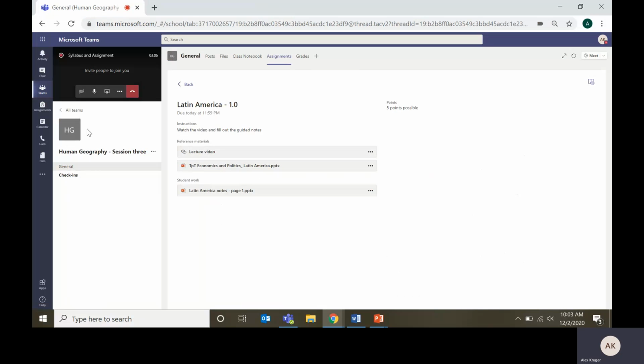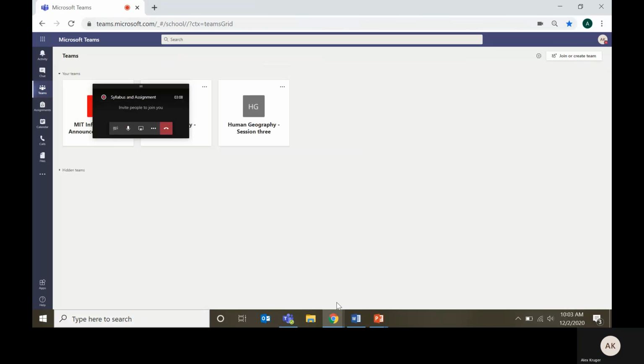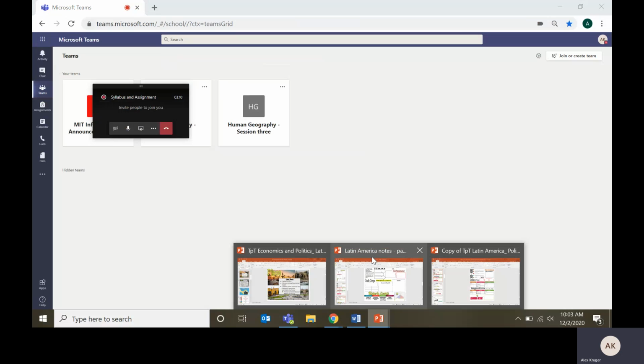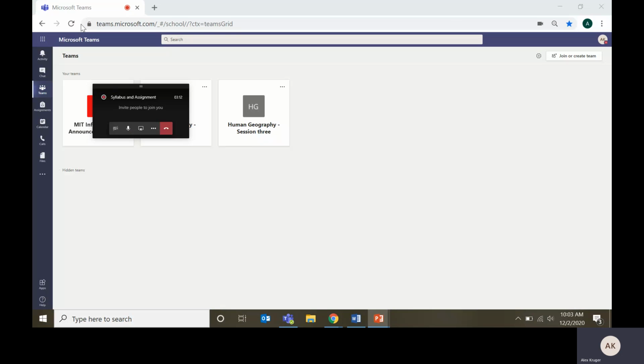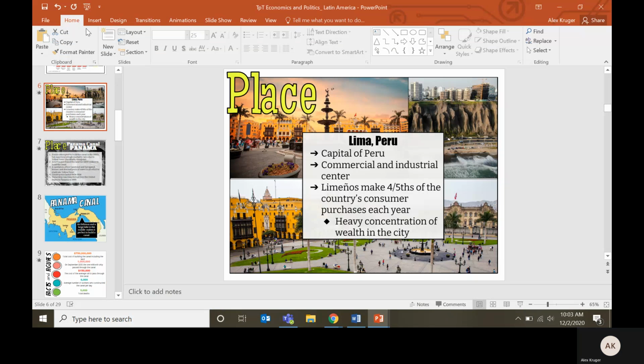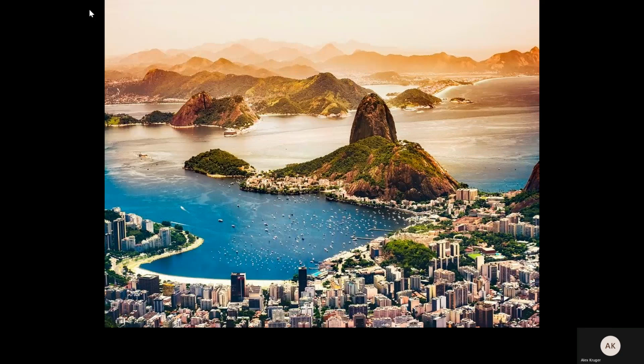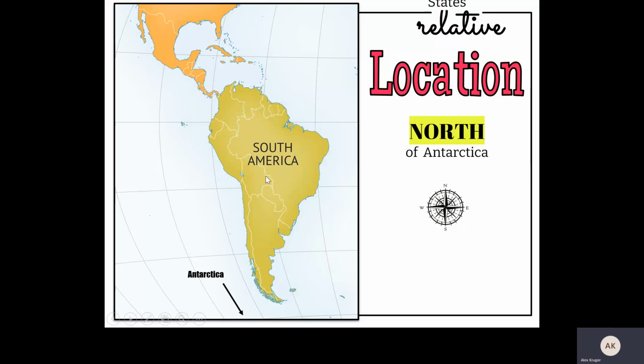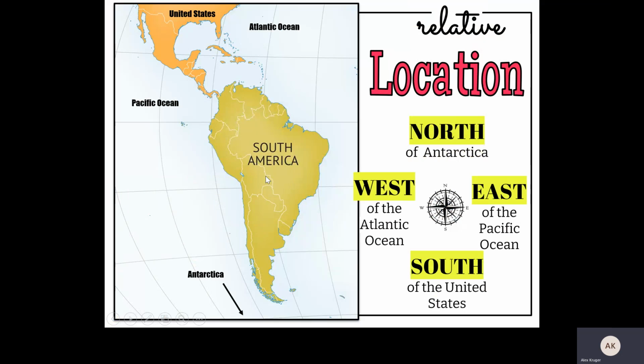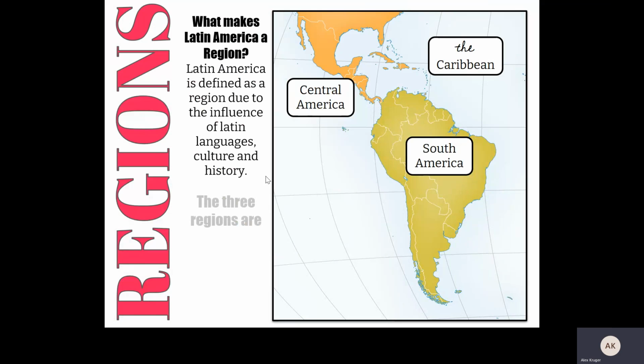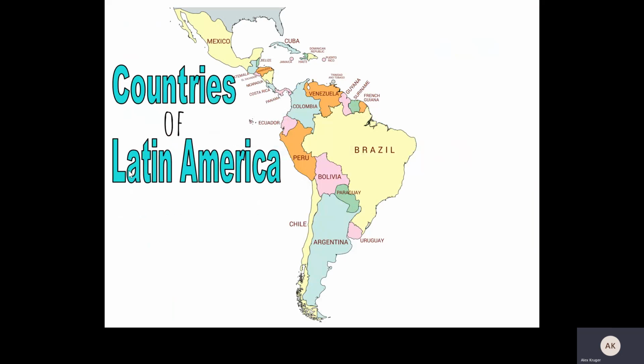So now that that's out of the way, we will get to our wonderful lesson about Latin America. And I realized that my cool little laser pointer that looks just like a laser pointer to me actually just looks like a regular mouse pointer to you, which is a bummer.